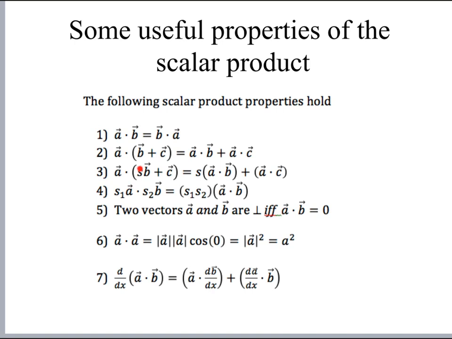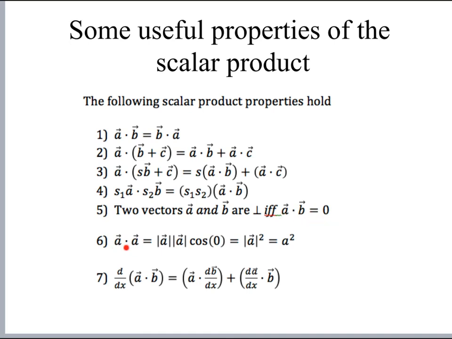If I have a scalar multiplied by one of the vectors, it can just come out front, so you would distribute this as normal. And of course, we've already kind of seen this, but if I have a scalar times a vector dotted into another scalar times a vector, you can just pull the scalars out front and then do the scalar product as normal. Two vectors, A and B, are perpendicular, this symbol IFF, that means if and only if. So that's a mathematical notation. So two vectors are perpendicular if and only if their scalar product is 0.